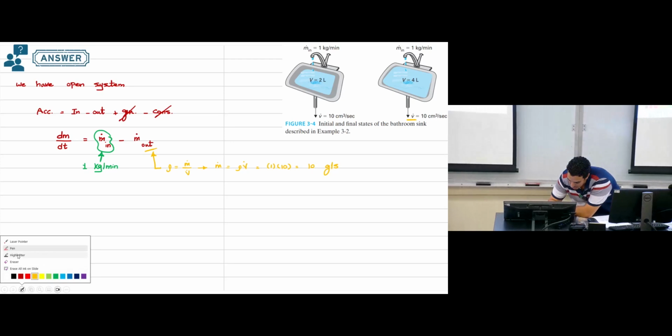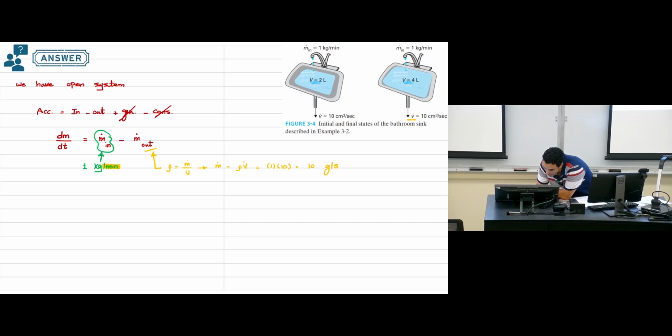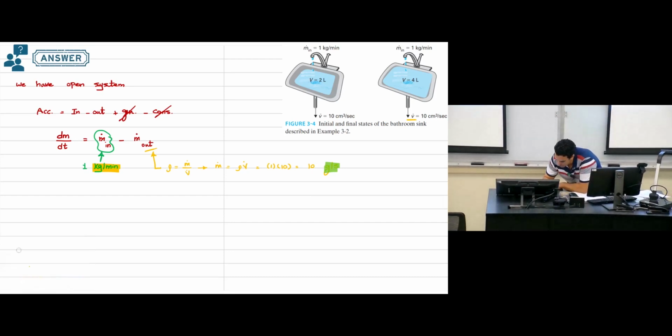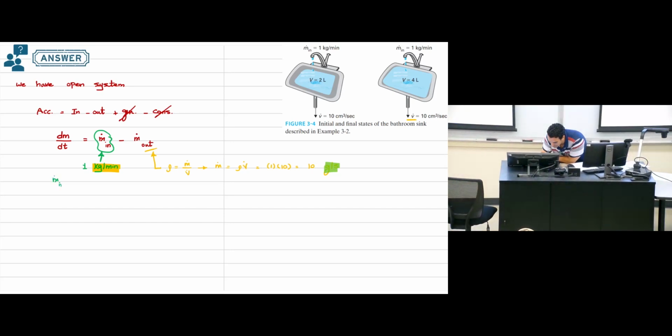Now, just to check the consistency of the units, we have kilogram per minute for one and gram per second for the other. So we don't have consistency. One of them should be converted to the other. Let's convert the first one. If we convert this kilogram per minute to gram per second, m dot of the inlet will be 1 times 10 to the power 3 to convert kilogram to gram, divided by 60 to convert minute to second. So this will be 16.67 gram per second.